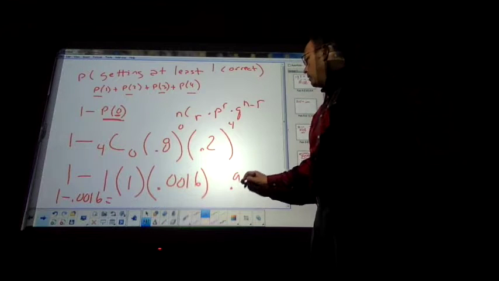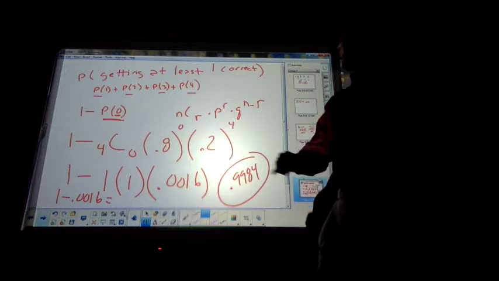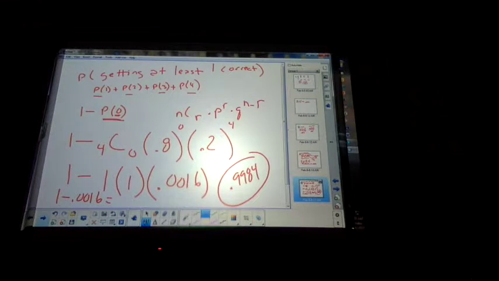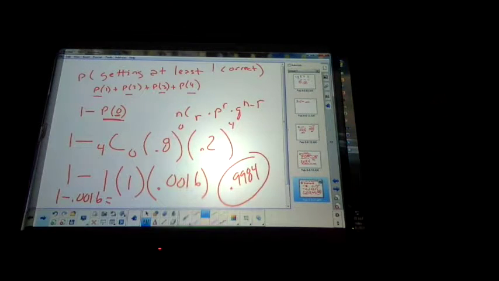0.9984. Okay? What is the probability I get at least one correct? So it's the probability of getting 1 plus the probability of getting 2 plus the probability of getting 3 plus the probability of getting 4. I have a 99.84% chance of getting it right.